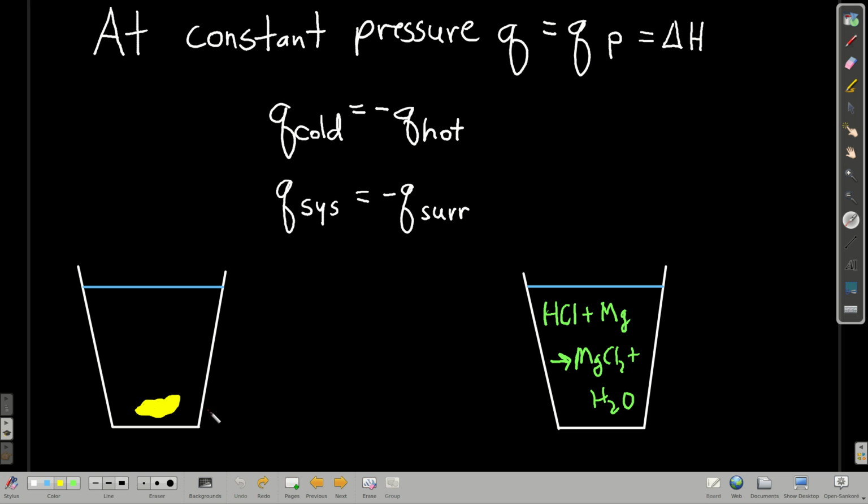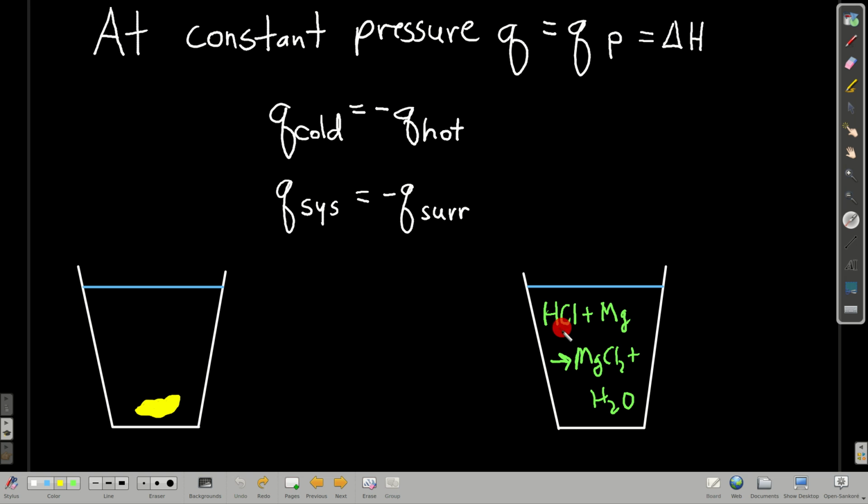Well, what's going to happen is the gold metal is going to get cooler and the cold water is going to get warmer. That's what this says here. What this says specifically is that the amount of thermal energy that goes into the cold water is equal to the amount of thermal energy that comes out of the hot gold. So this negative means it's coming out.